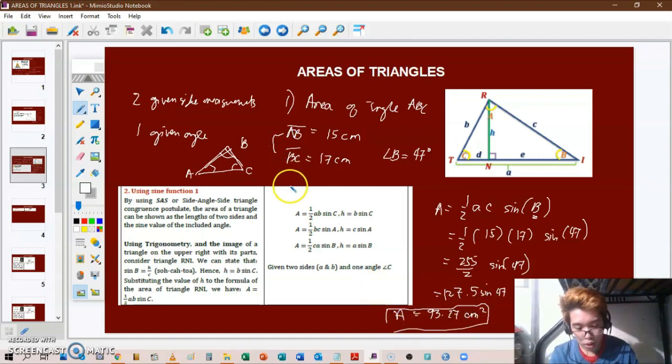93.25 square centimeters. This is the area of our triangle, given that we have AB is equal to 15 centimeters, BC is equal to 17 centimeters, and angle B is equal to 47 degrees. So again, these side measurements and the angles vary depending on the given that was given to you. So there you go. And it's much neater if you draw the figure itself, so that when you solve for the area, it's much easier.